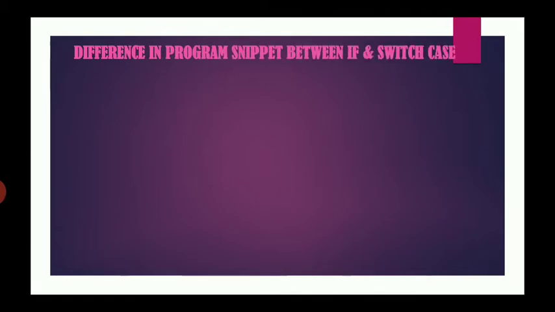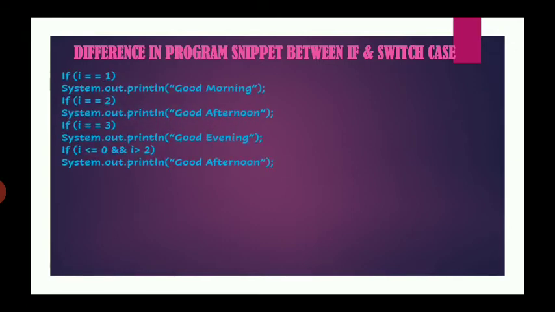Difference in program snippet between if and switch case. Let's see the if first. Now in the if case, suppose i's value is 1, so i equal to 1, then System.out.println good morning. So if I choose 1, this 1 will be stored in i. So if i's value is 1, then it will display good morning statement. If i's value is not 1, instead it is 2, then it will display good afternoon. If i's value is neither 1 nor 2, if it is 3, then it will display good evening.